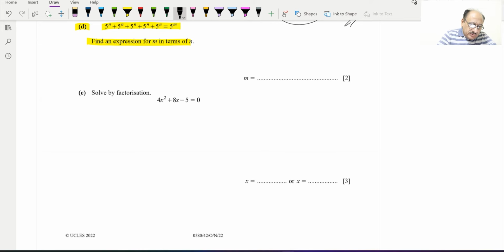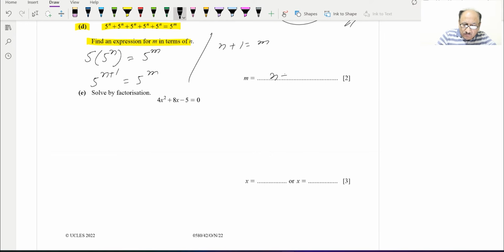D part, an equation is given, find an expression for m in terms of n. So we can take this as, for example, 1 apple, 2, 3, 4, 5 apples. So we can rewrite it as 5 into 5 raised to the power n, and this is equal to 5 raised to the power m. Bases are being multiplied, so powers will be added. 5 raised to n plus 1 is equal to 5 raised to m. Bases are same, so we can leave the bases and compare the powers. So n plus 1 is equal to m. So m is equal to n plus 1.